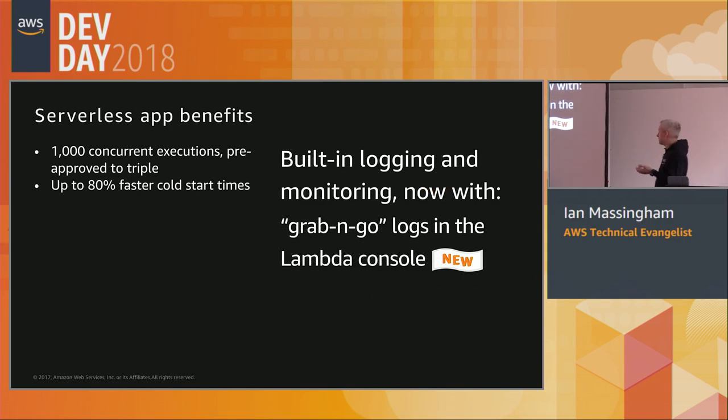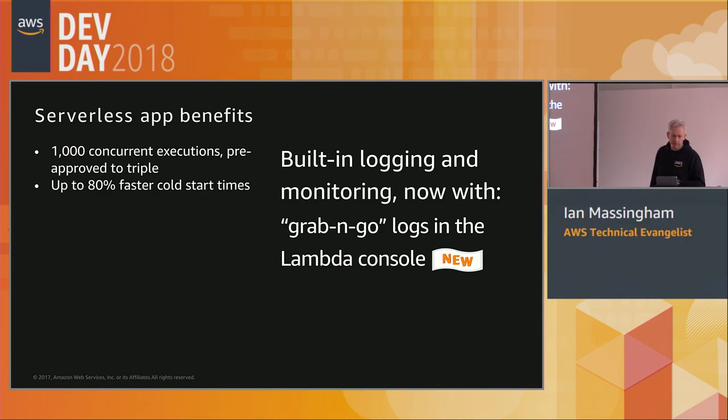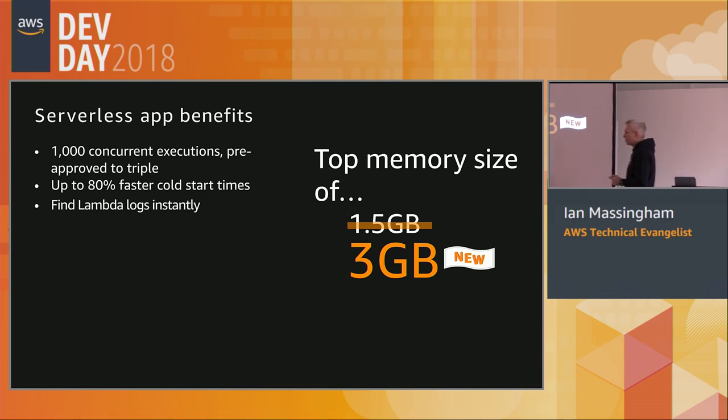Logging. This is a user experience improvement. If you jump into the AWS console for Lambda now, look at monitoring, you can directly jump through into the CloudWatch logs console to access logs for a specific function without an intermediary step. Okay, so it's a user experience improvement for making it simpler to access logs. That's something we've done. We've also increased the maximum memory footprint for Lambda functions as well, from 1.5 gigs up to 3 gigs.